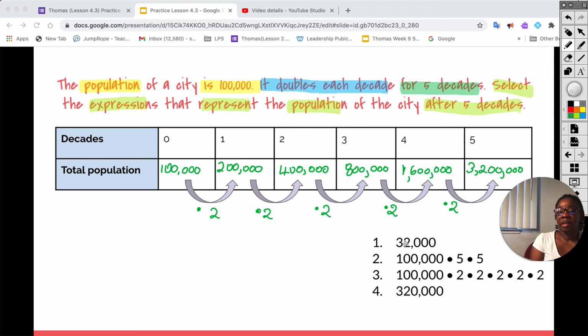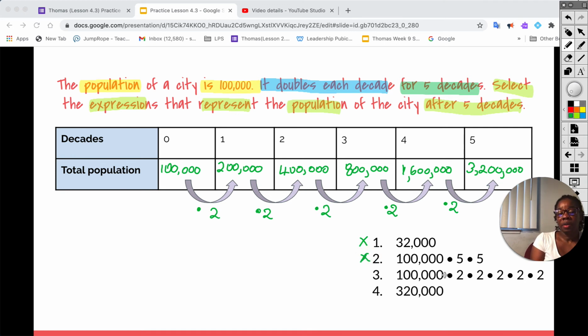So which of these expressions shown here is going to represent the total population after five decades? It's definitely not 32,000, because we're looking at here and it starts at 100,000. So that would not make any sense whatsoever. 100,000 times 5, that's going to be 500,000 times 5, that's 2.5 million. No, that's not what we're seeing here.